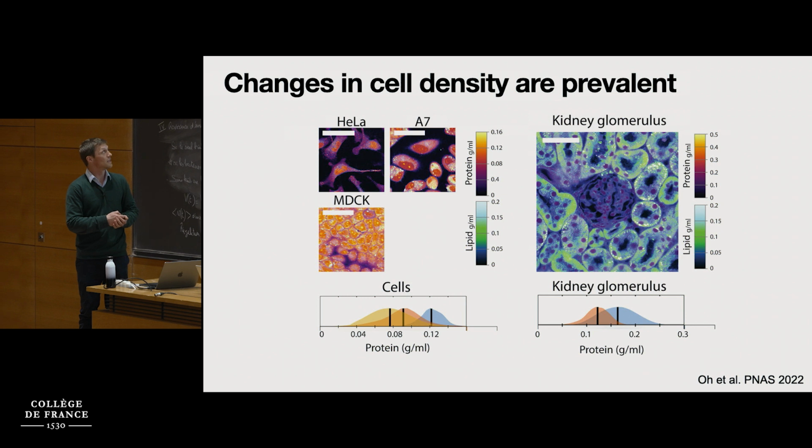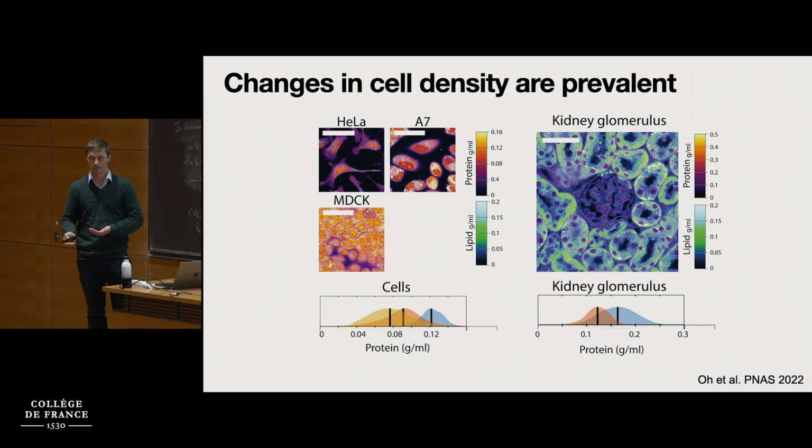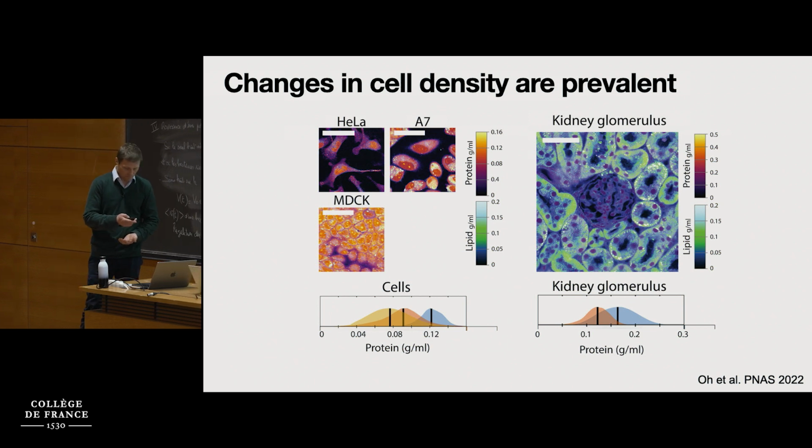And as you can see, the overall protein concentration in these different cell lines actually varies quite a bit, by a factor of 2. And also, if you look inside of a single organ, you can have quite a big variability in the overall protein concentration. So why do I think this is remarkable and we should talk about it?